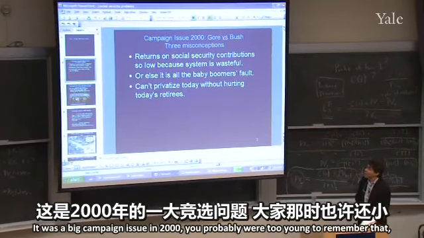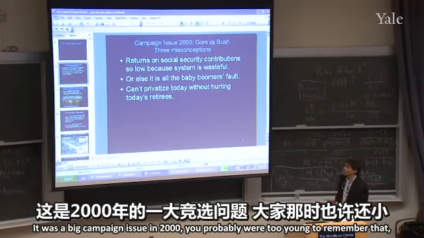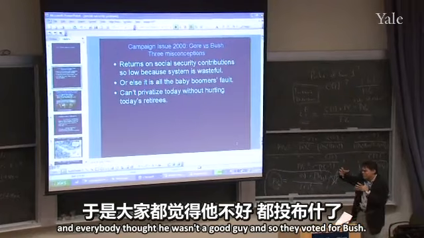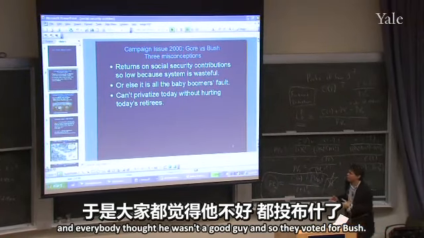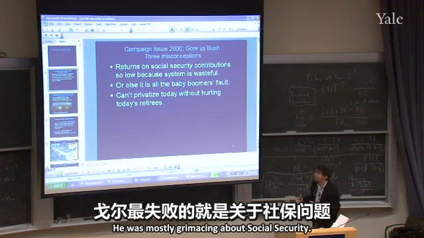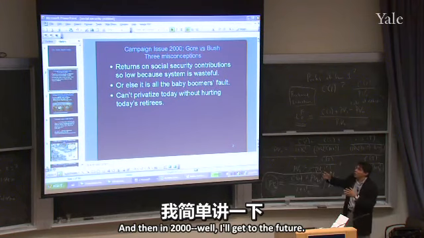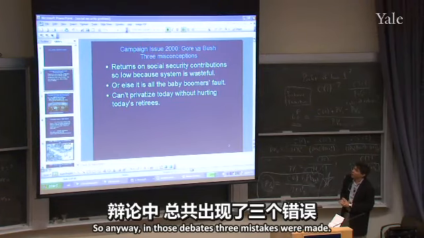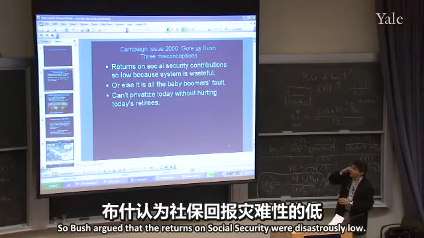It was a big campaign issue in 2000. You probably were too young to remember that, but there were 3 debates between Gore and Bush in which Gore grimaced and everybody thought he wasn't a good guy, and so they voted for Bush. And he was mostly grimacing about Social Security. And then in 2000, well, okay, I'll get to the future. So anyway, in those debates, 3 mistakes were made.